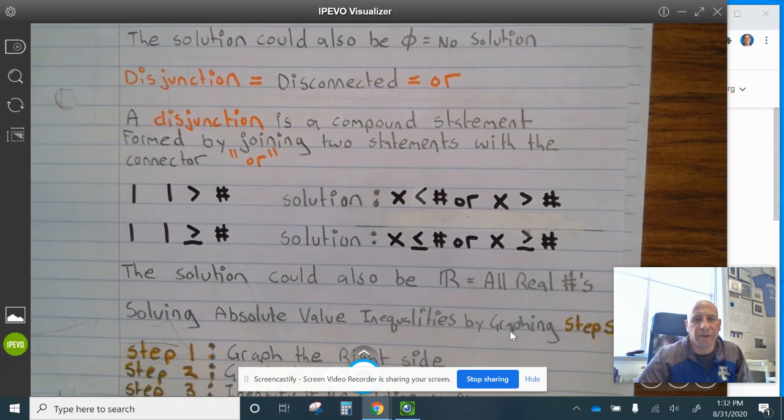Disjunction, disconnected, or. A disjunction is a compound statement formed by joining two statements with the connector or. When it's absolute value greater than a number, the solution is x is less than a number or x is greater than a number. When it's absolute value greater than or equal to a number, the solution is x is less than or equal to a number or x is greater than or equal to a number. The solution also could be all real numbers.